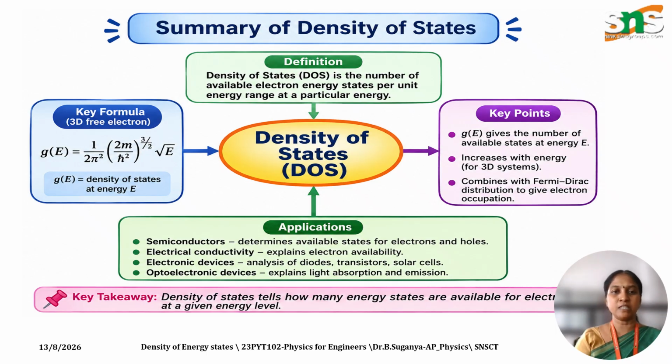So, summary of density of states: it is defined as the number of available electron energy states per unit energy range at a particular energy. Next, the key formula for density of states is G(E), which is equal to 1 by 2π² into (2m by ħ²) whole power 3 by 2 into root of E. Here G(E) gives the number of available states and it increases with the energy. Then it combines with the Fermi-Dirac distribution to give electron occupancy.